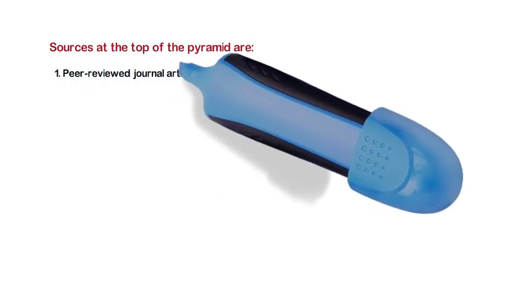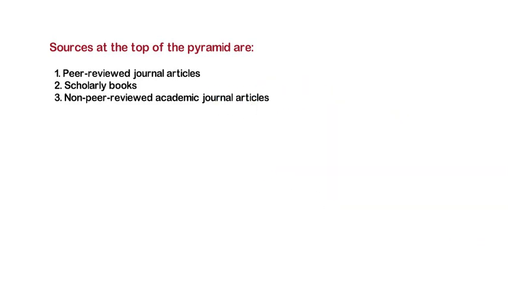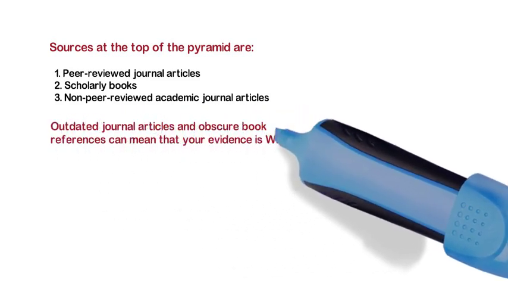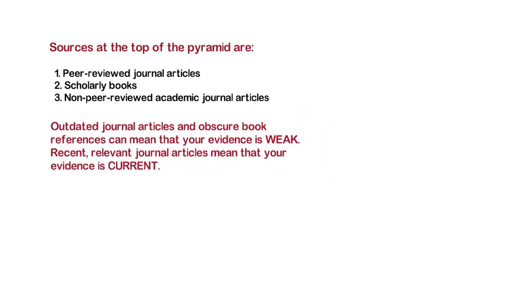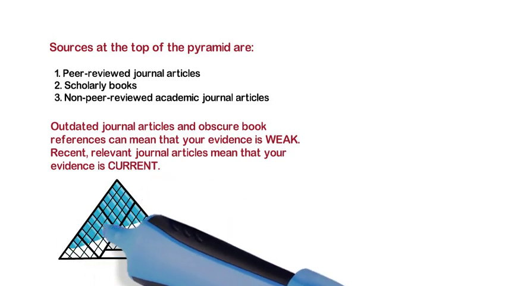So just to go over this again, sources at the top of the pyramid are peer-reviewed journal articles. They are really seen as the most important. Then scholarly books, non-peer-reviewed academic journals, and then everything after that. But outdated journals and obscure book references could mean that your evidence is weak. You might get that comment, right? And recent relevant journal articles mean that your evidence is current. It's just to explain if you do get comments back on your sources.